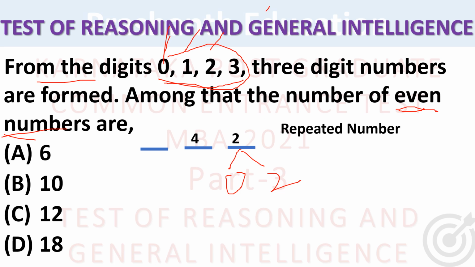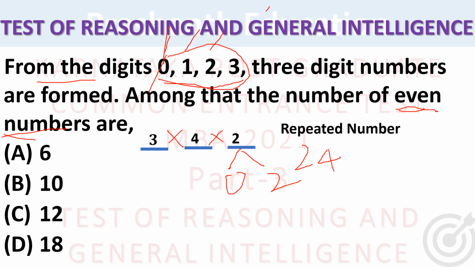Now for this number here I can't put 0. Why? Because then it will not be considered a three-digit number. So leaving 0, for the rest I can put 1, 2, or 3. So I can put only 3 numbers here. So the answer for a repeated number, if they had given it as a repeated number, would have been 3 into 4 into 2. 3 fours are 12. 12 into 2 would be 24.